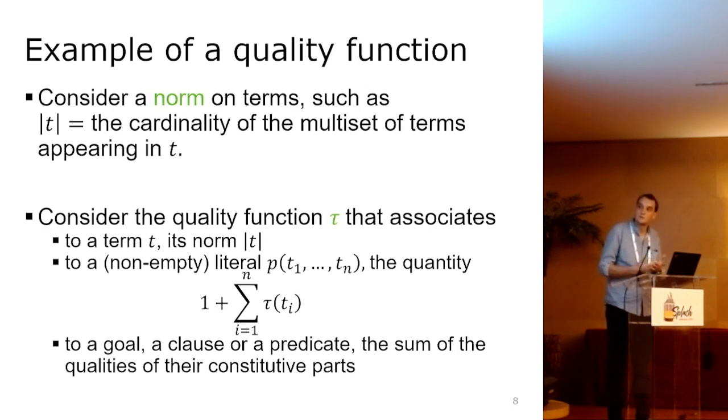And this quality function tau, for a term, associates its norm. For a non-empty literal, it's 1, and that 1 will be useful later on, plus simply the sum of the qualities of the imbricated terms in the arguments of the literal. And for a goal, a clause or a predicate, simply the sum of the qualities of their constitutive parts. So that's a straightforward notion of quality function that we'll use here in our abstraction later on.